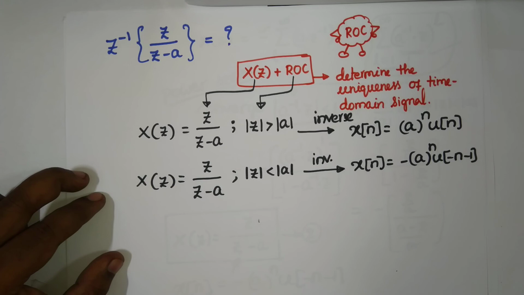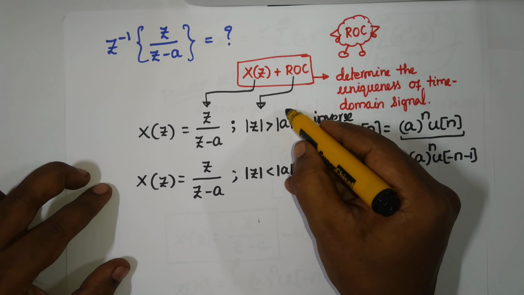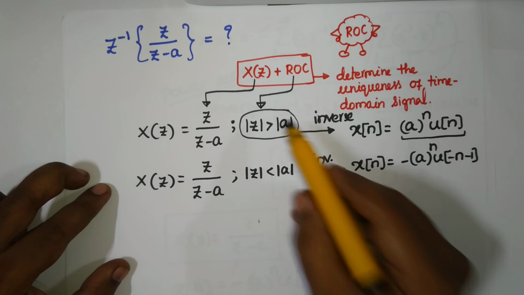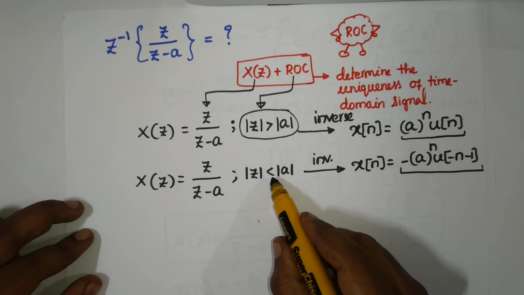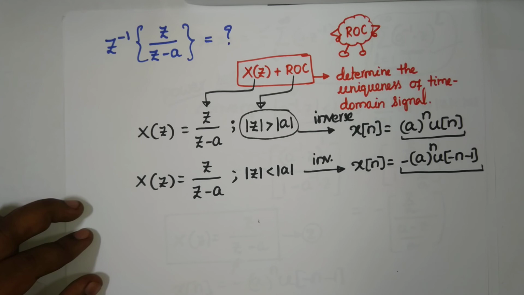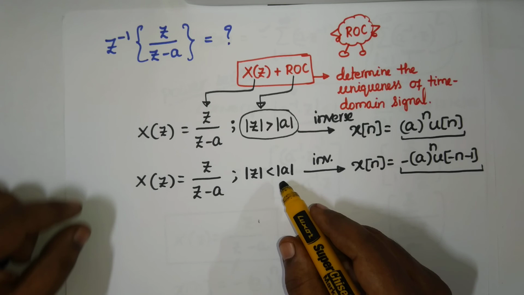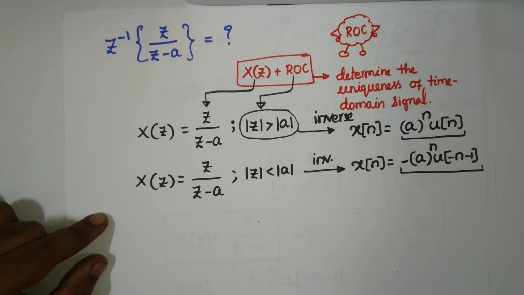That means whenever you have an infinite duration causal sequence, the ROC is always the exterior of a circle with some radius, say a, and in this case a is the pole. Similarly, whenever you have an anti-causal sequence or left-sided sequence, the ROC is always the interior of a circle with some radius a, and in this case, of course, a is a pole. This a could be a real pole or a complex pole. It doesn't matter, so in general, we can assume a being a complex pole. So finally, we have this situation, right?